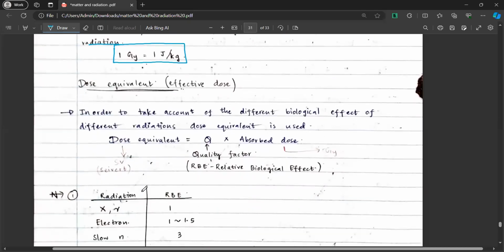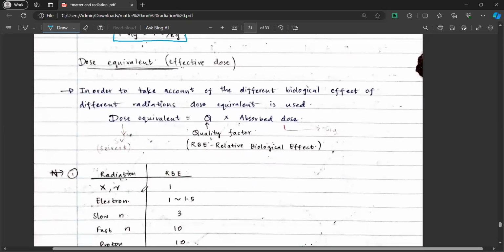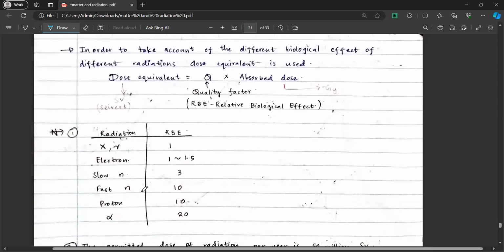Next, dose equivalent. Just think, when we were talking about radiation, there are a lot of types of radiation, right? X-rays, gamma rays, and then we had electron, slow neutron, fast neutron, proton, alpha. We had a lot of them. Then, can you remember X-rays? X-rays were just rays. It actually was just electromagnetic radiation.